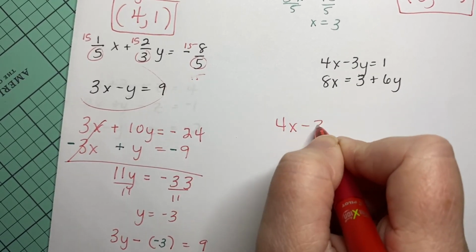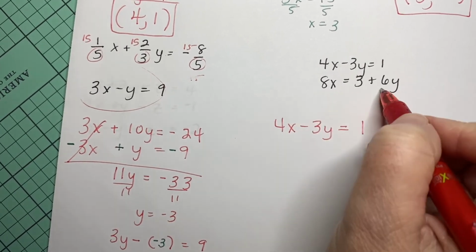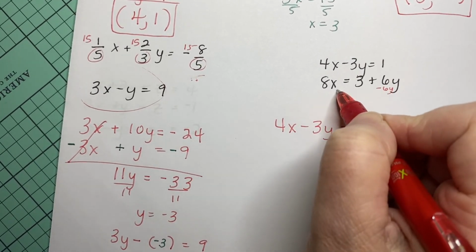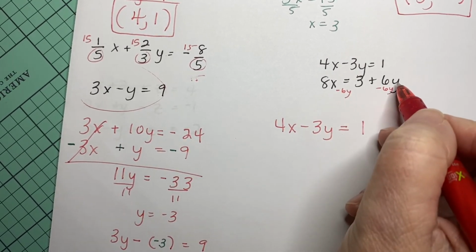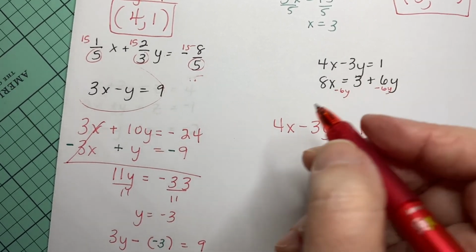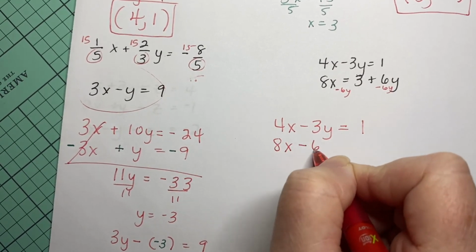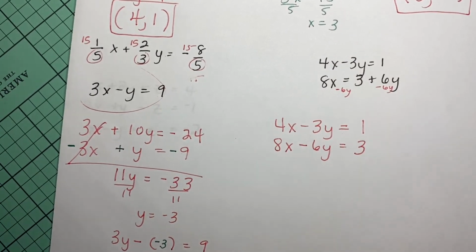The first one's in correct order: 4x minus 3y equals 1. But this one is not in correct order because I need to move my 6y over. Or you can just think, I can move this 6y to the other side as long as I change the sign. So when I move that over, with the 8x, it becomes 8x minus 6y equals 3.